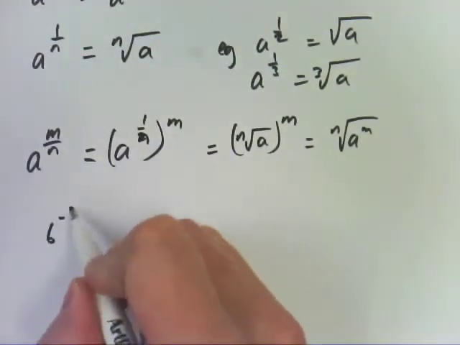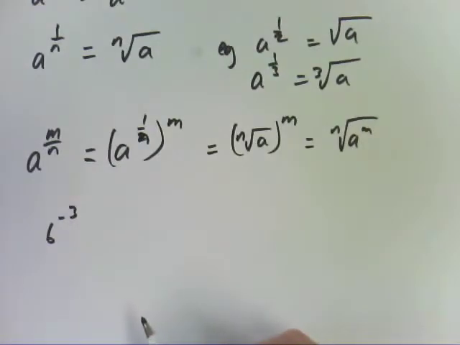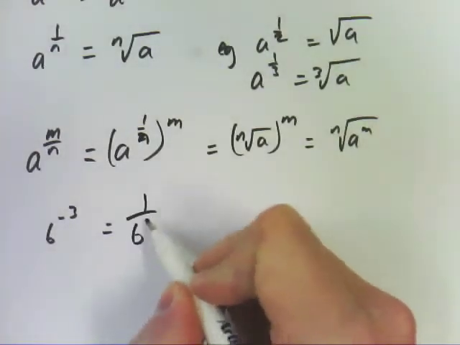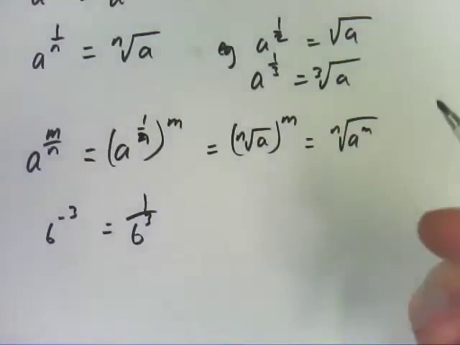Question 1. 6 to the negative 3. Express it with a positive index. So it's got to have a positive. We don't want the negative. What do I do? 1 over 6 to the 3. That's as easy as it gets.